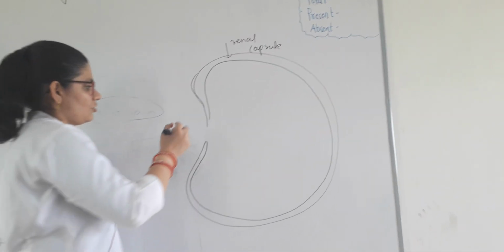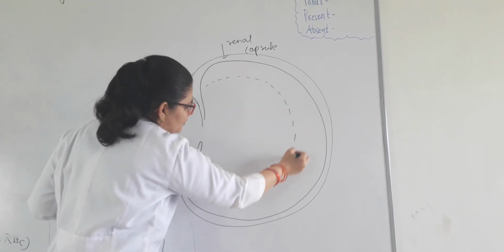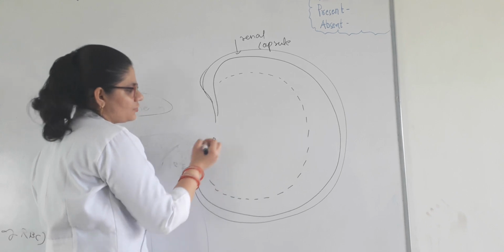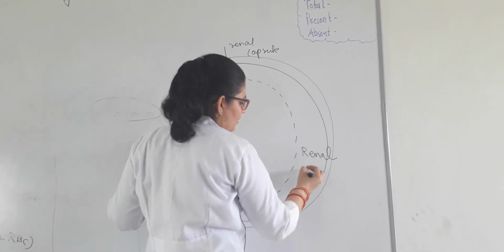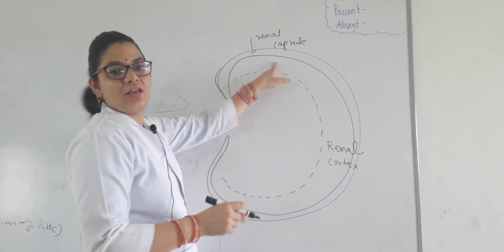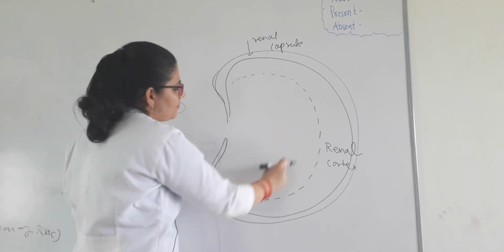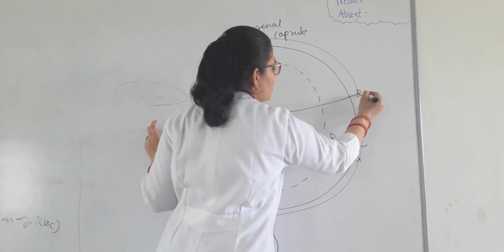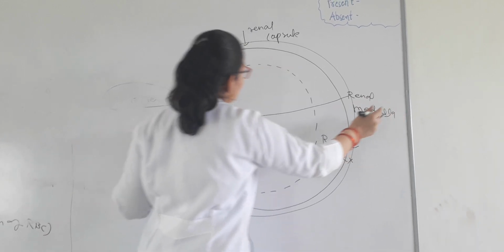After that, you must remember that this part inside the renal capsule is known as the renal cortex. This is the light pink colored part which is known as the renal cortex. After that, this middle part is known as the renal medulla. So basically you can see the layers also.